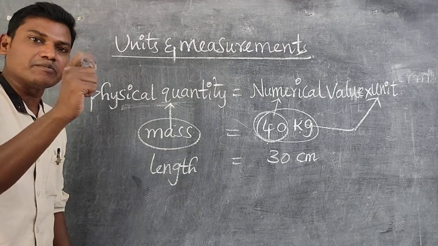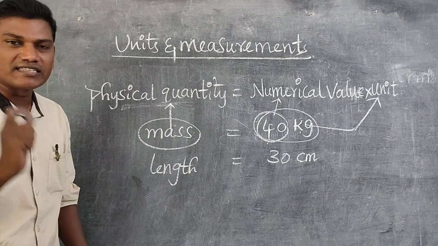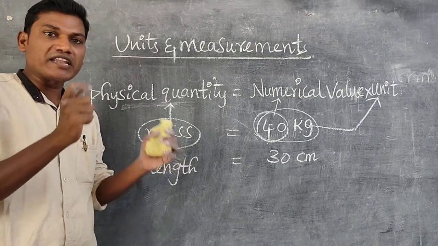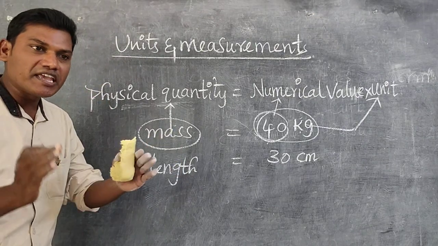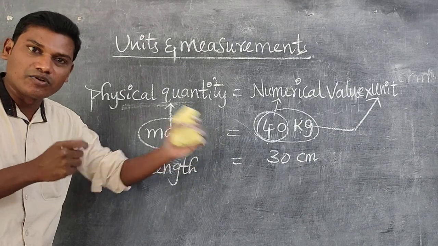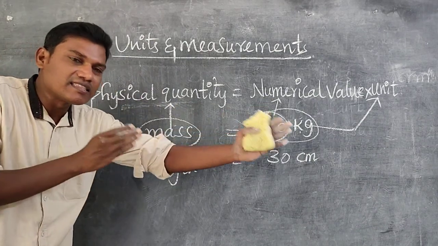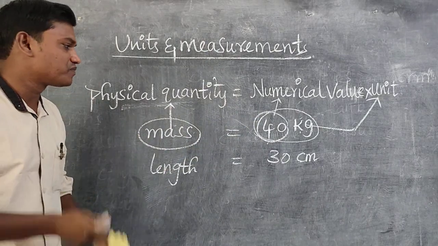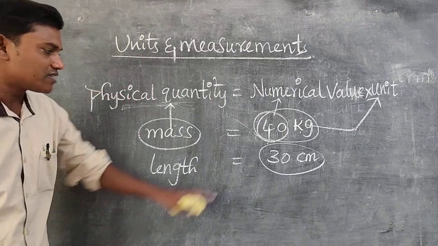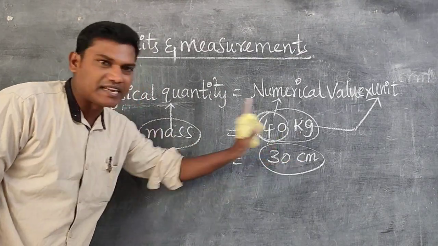Next one, if I ask another student in the same classroom, to measure the length of the physical science textbook, what can he do at that time? First of all, he takes the measuring scale or ruler. With the help of that, he can measure the length of the textbook and he is done. For example, let us consider the length of the textbook is 30 centimeters.